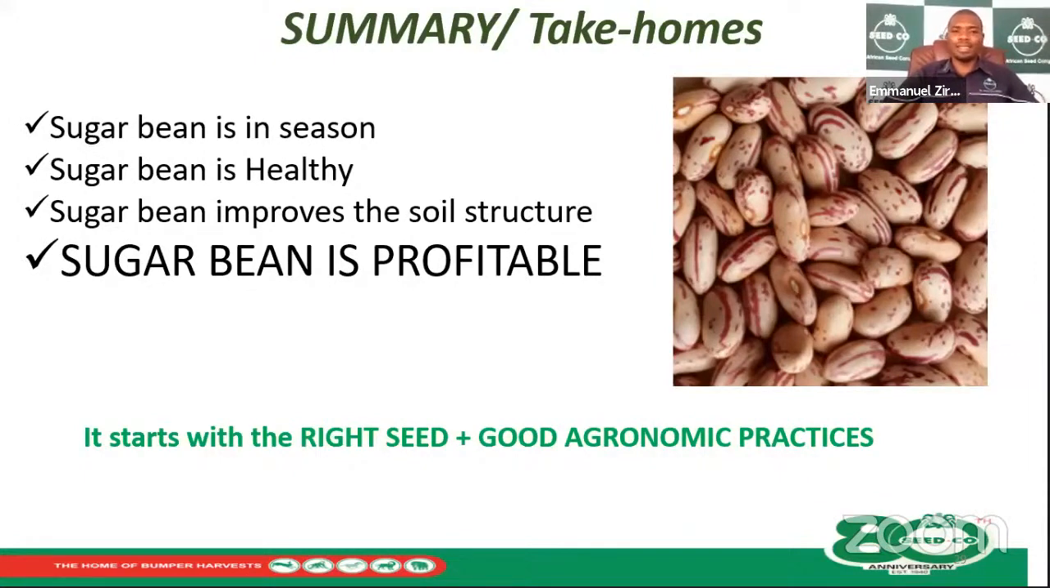Sugar bean is a very, very healthy grain. Therefore, we can actually improve the health of our nation by adopting planting of sugar bean. Sugar bean is also of good importance to us as farmers because it improves the soil structure, and by virtue that sugar bean fixes nitrogen to the soil, it also improves the soil fertility. And above all, sugar bean is very, very profitable. Therefore, farmers, please take this message home. Thank you.